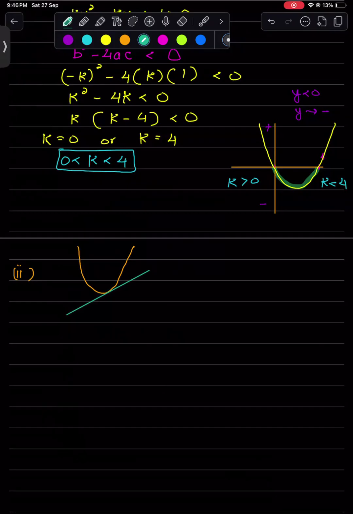The line is tangent to the curve, right? And the line is touching the curve at any point, let's say P. They want the coordinates of P, like x and y, to be figured out.